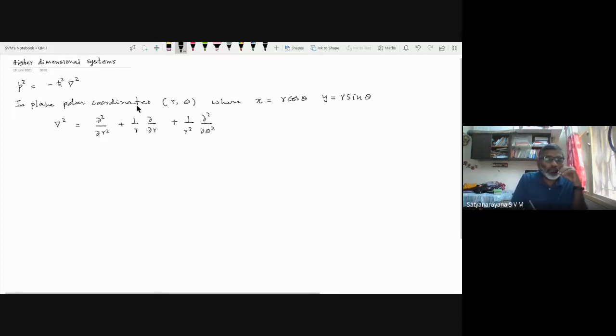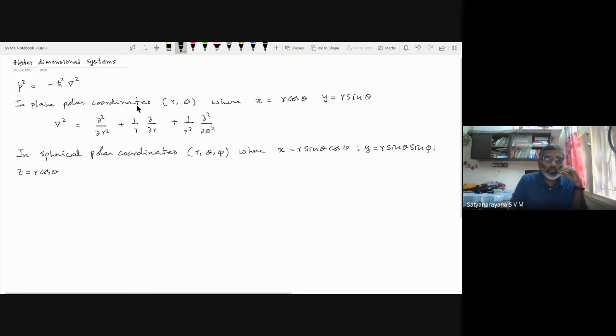Okay, then I left it for you to use this result and show that in spherical polar coordinates, namely r, theta and phi, we can write, where of course here you know that x is equal to r sin theta cos phi, y is equal to r sin theta sin phi, and z is equal to r cos theta.